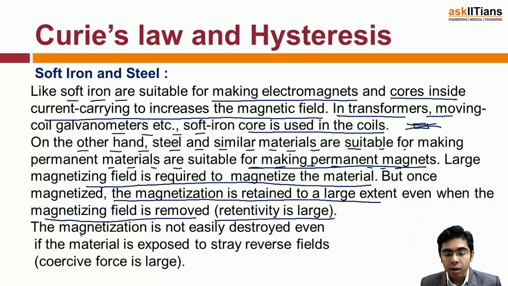This is exactly what is called coercivity. Magnetization is not easily destroyed if the material is exposed to a stray reverse field. That is, the coercive force is very large. This is what we need in a permanent magnet: it should produce its own field. It should not magnetize or demagnetize easily when we put it in another field. This is what we don't want in a permanent magnet.